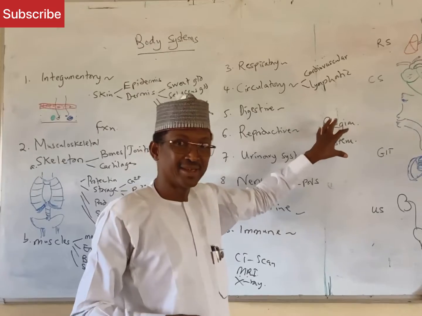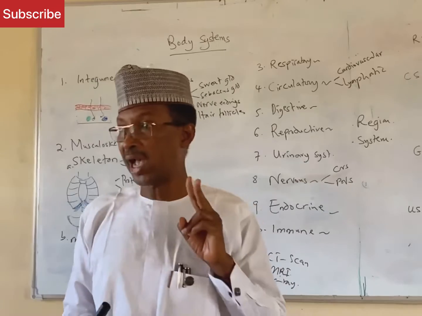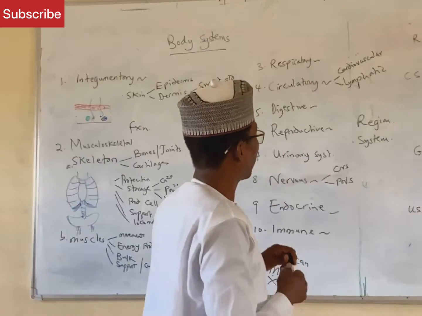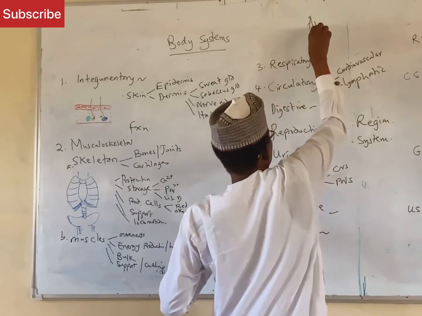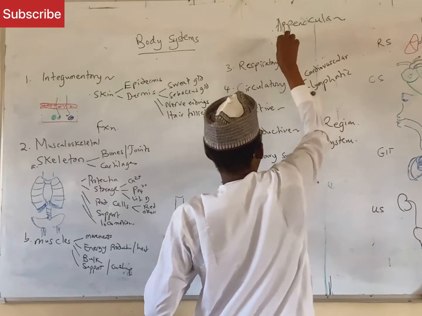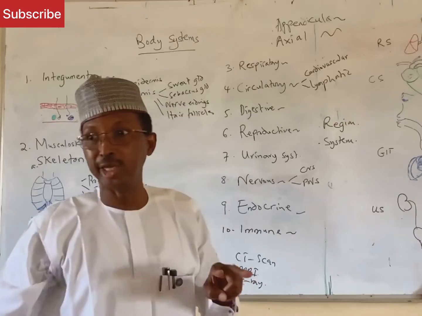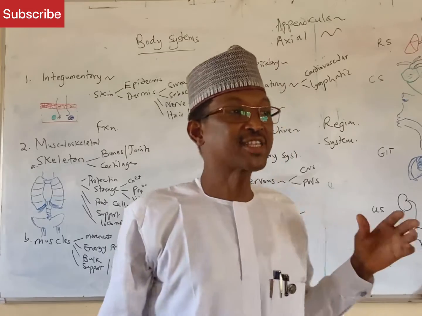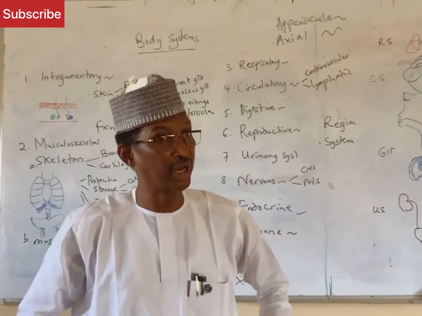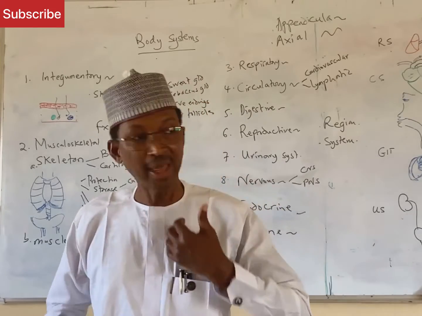What do we mean by region? You know, the human body is typically divided into two regions. What we call the appendicular region and the axial region. So we have basically two regions. The axial region: when you remove the upper limbs, you cut these, you also cut the two lower limbs, what is remaining is what we call the axial region. So it includes head, neck, and trunk.